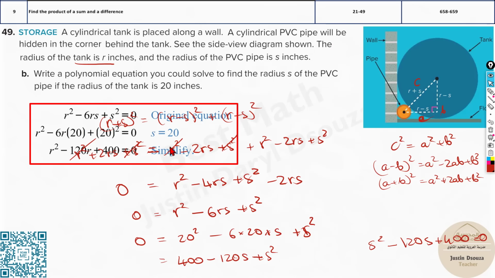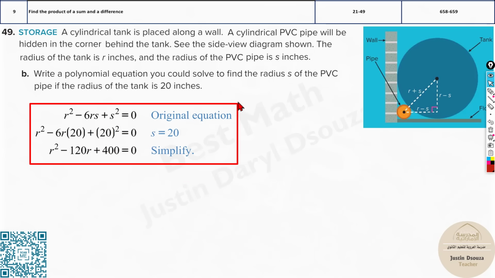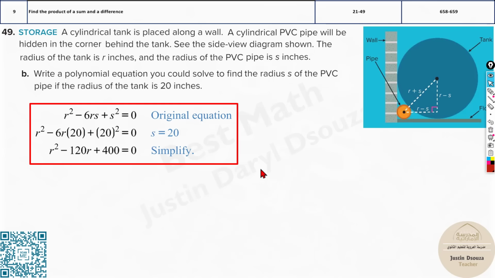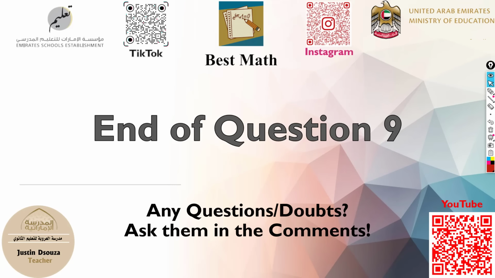Okay, here they have taken it wrong. See now, this is the correct answer, what I've written over here. Is that clear? Now here you can see we have to find radius S. S is not given. The tank radius R is given to be 20, but they have taken S as 20. The answer is almost the same. It's just that instead of S over here, they have written R, which is incorrect. It should be S squared minus 120S plus 400. I hope that is clear. And that's the end of question 9.